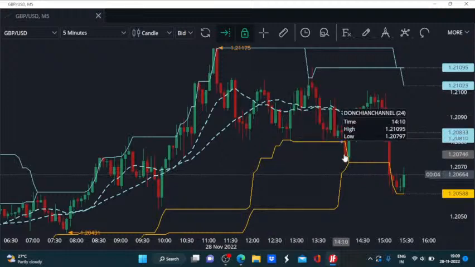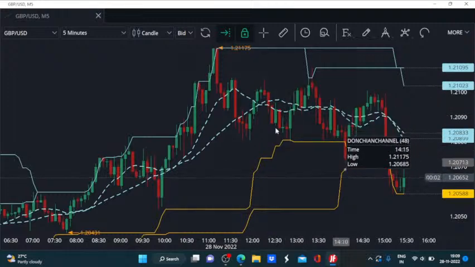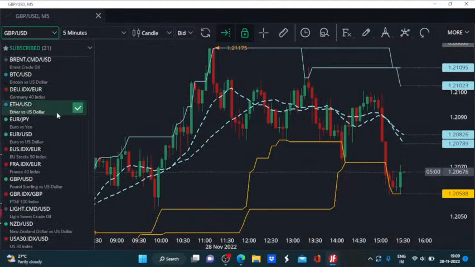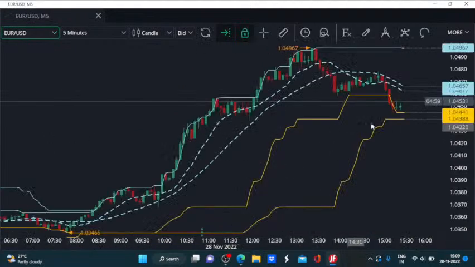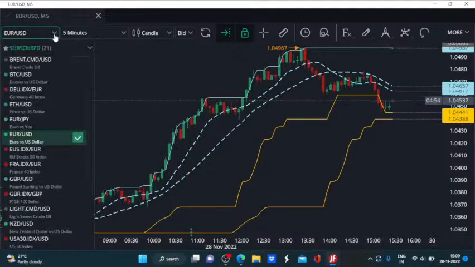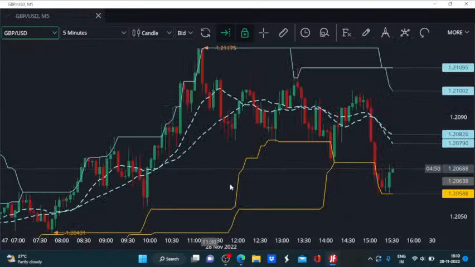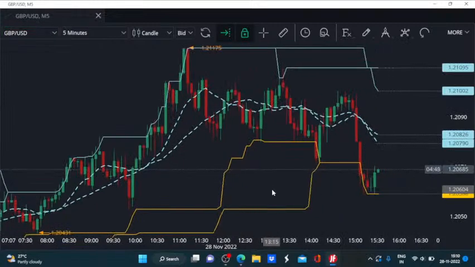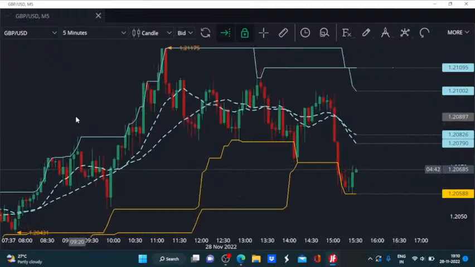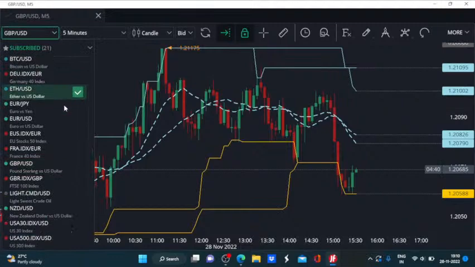It went on to make a fresh low at 1420 GMT. If we compare that to the Euro USD, the Euro USD is still to touch its 4-hourly low. So for us, we still have the momentum on the bullish side strongest in the Euro USD, followed by the GBP USD, and we have the weakest of these in the AUD USD.